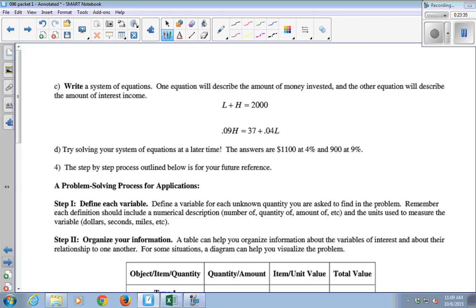So again, I'll let you try solving this at a later time. You could use substitution or elimination. It turns out that you should put $1,100 at 4% and $900 at 9%.